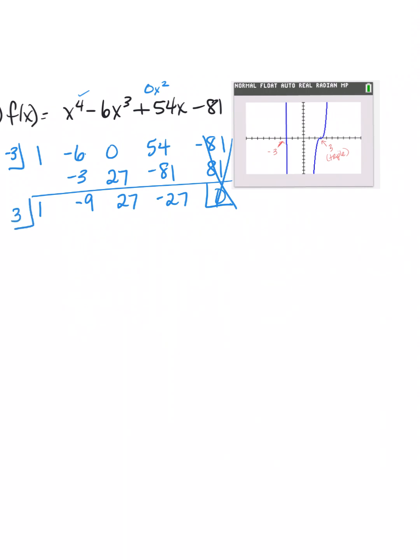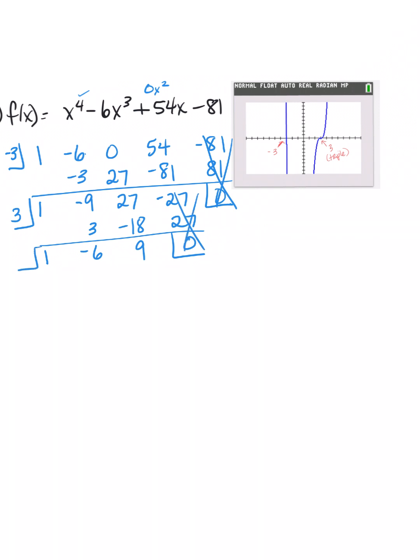We got to use it 3 times, right? Let's do it the first time. So bring the 1 down. 1 times 3 is 3. Negative 6 times 3 is negative 18. 27 minus 18 is a positive 9. 9 times 3 is 27. And that is 0 remainder.